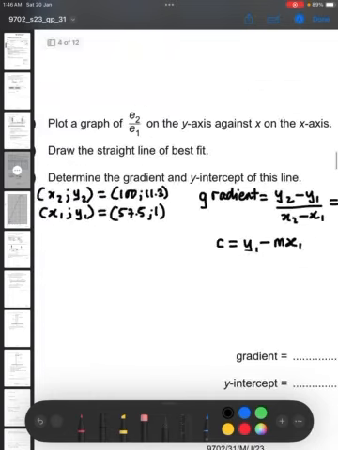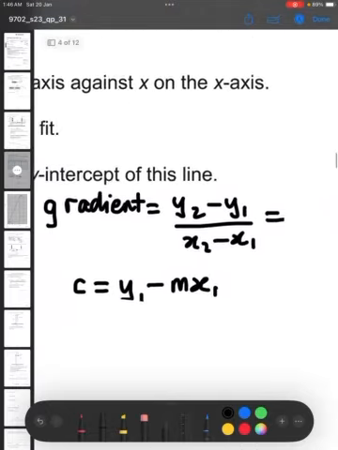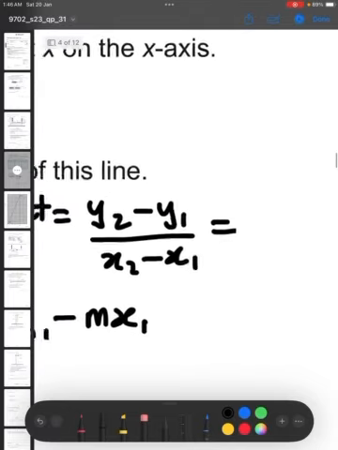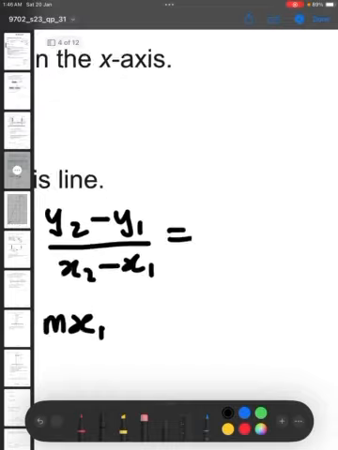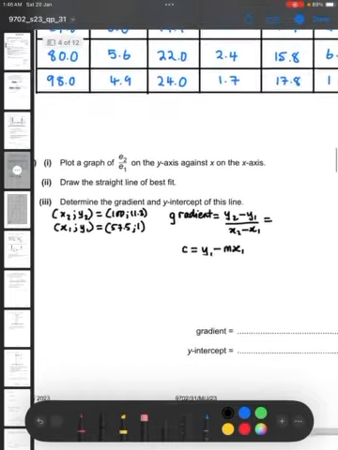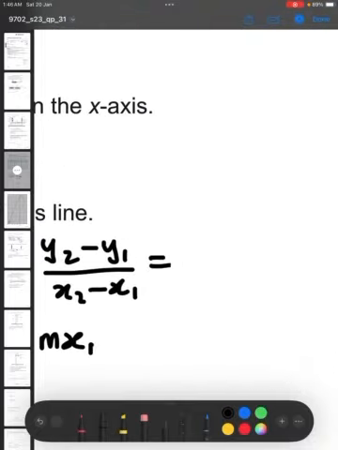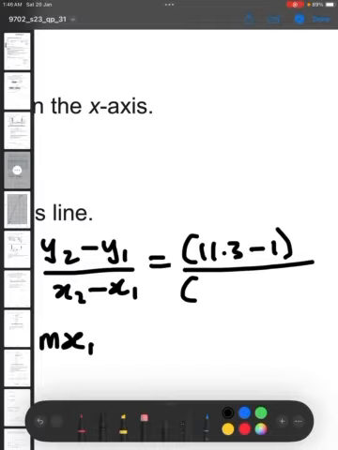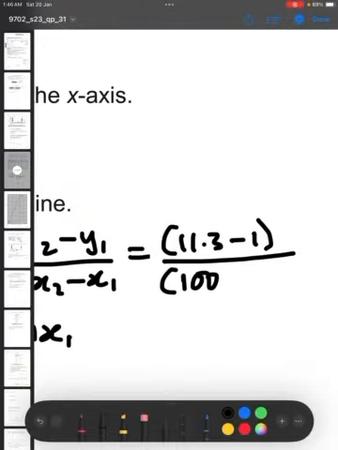Having found these coordinates, remember the question is asking us to find the gradient and the y-intercept. For the gradient, we just use the equation for gradient: y2 minus y1 over x2 minus x1. So the next thing we do is find the gradient. We take the value of y2, which is 11.3, and y1 is 1. So it's 11.3 minus 1 over the value of x2, which is 100, minus 57.5.